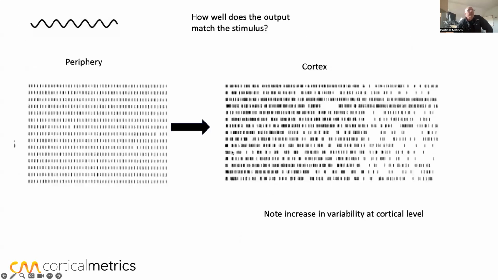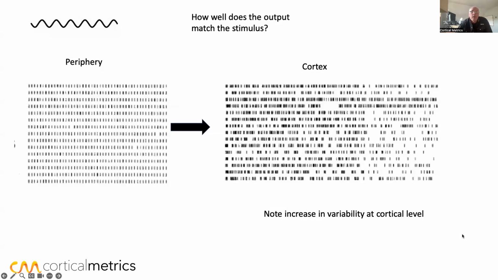But anyway, when we look at the periphery, if you were to stick an electrode in your wrist and record, you're recording these same spikes in the periphery at the same time the stimulus is going on. And you see an extremely regular pattern, right? Well, it turns out that regularity is not in the cortex. There's a lot more variability in the cortex. Information is actually in the variability.